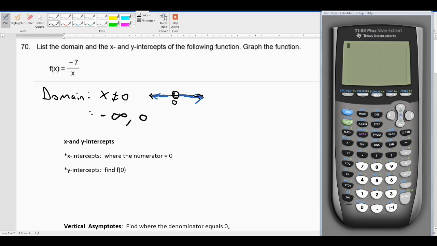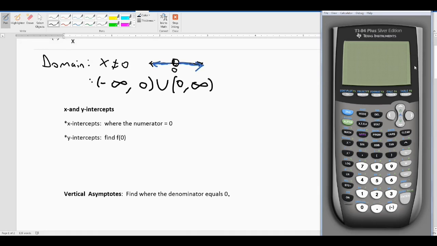So your domain is going to be negative infinity to 0. Since 0 isn't included, we use parentheses, and then it's going to take off from 0 and go again to positive infinity. But 0 once again isn't included, and we use the union symbol to join these two intervals for the domain. Now, keep in mind that we know where x doesn't exist. That's also where we have a vertical asymptote, which is where the denominator equals 0. So where the domain doesn't exist in this rational function is also where we have a vertical asymptote, x equals 0.